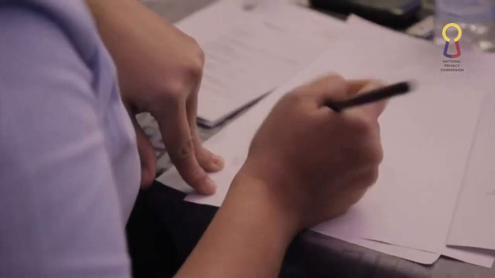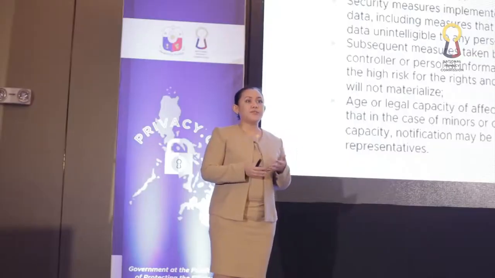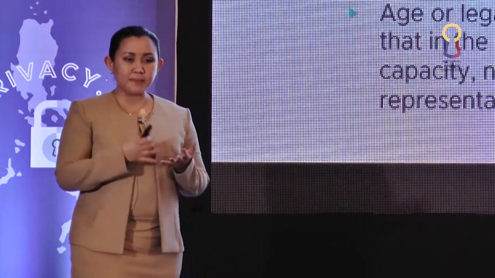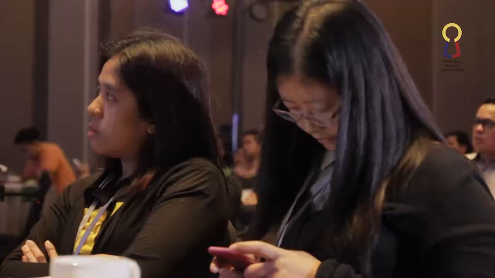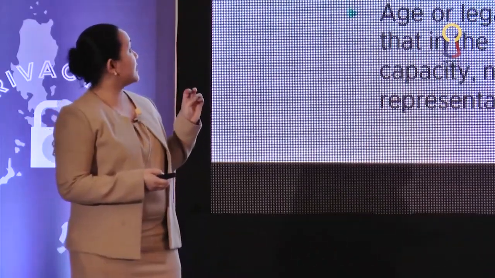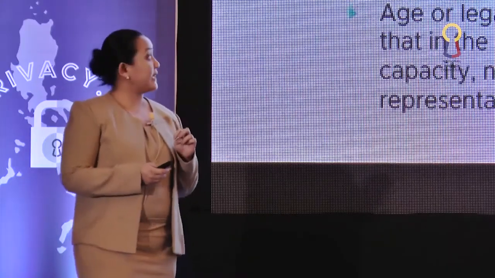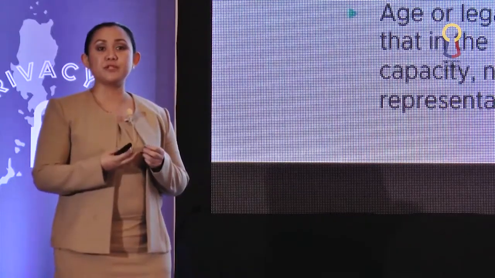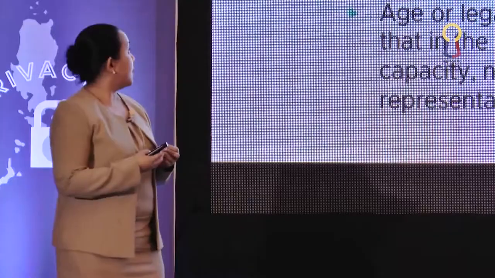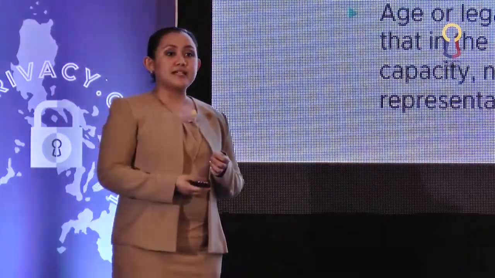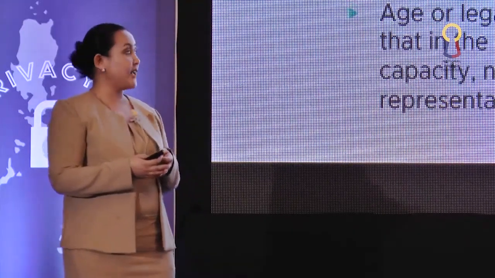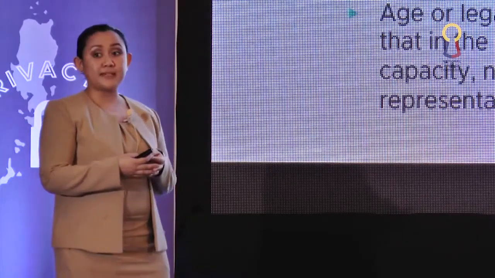Exemptions from notification requirements. As mentioned earlier, you need to notify each of the affected data subjects. But if notification is not in the public interest or not in the interest of the data subject, then the personal information controller may be exempted. There are also other factors to consider, such as security measures implemented or applied to the data, such that when compromised, the personal data can no longer be used by a person who is not authorized to access it. Or there were subsequent measures after the breach, such that the risk of serious harm to the data subject will not materialize, as well as the age or legal capacity of the affected data subjects.